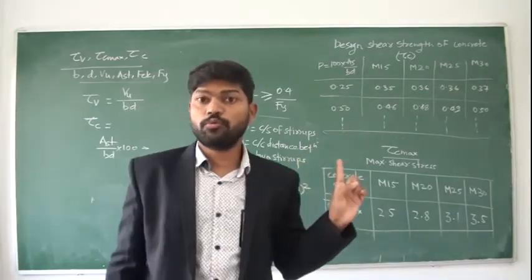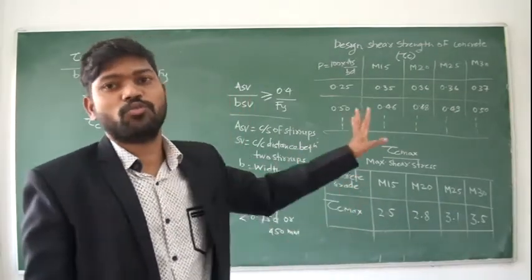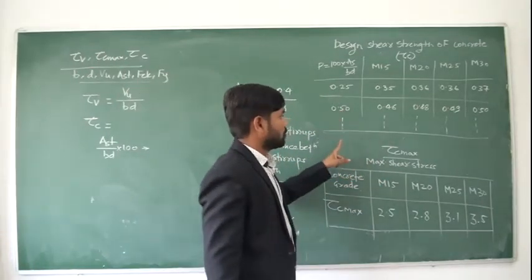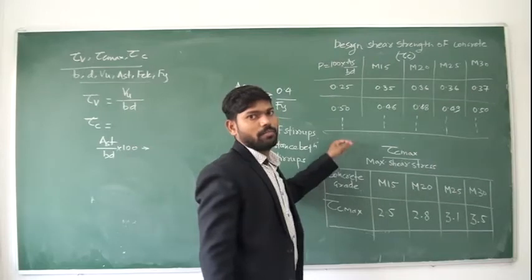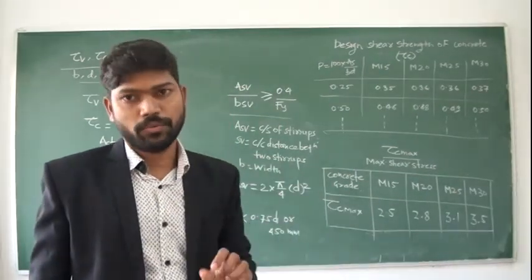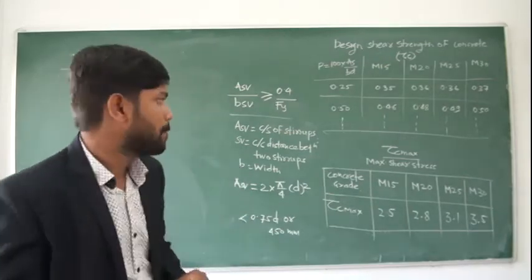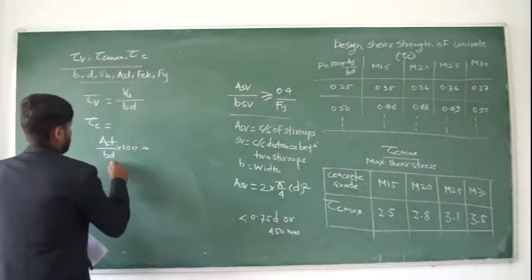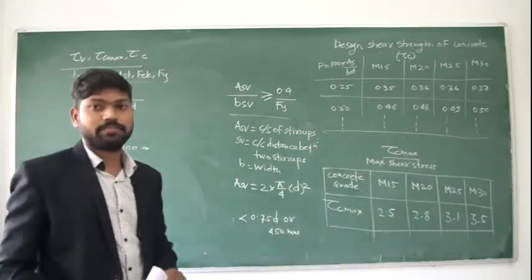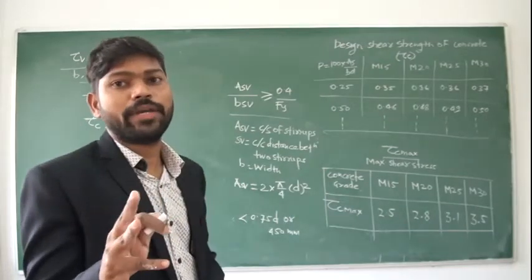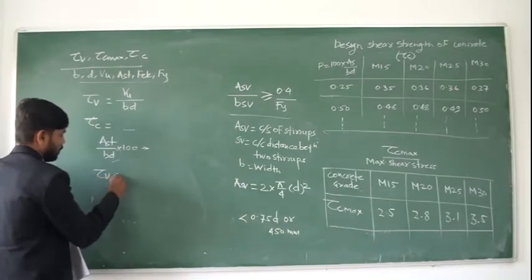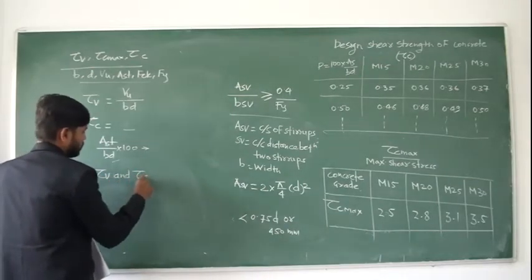See, sometimes you have to do the interpolation, and most times you have to do the interpolation. This is 0.25, this is 0.5, the next value will be 0.75, but if your value is in between 0.5 and 0.75, or 0.25 and 0.5, then you have to do the interpolation. So this is how you can calculate tau c. Then what is next? You have to compare tau v and tau c.